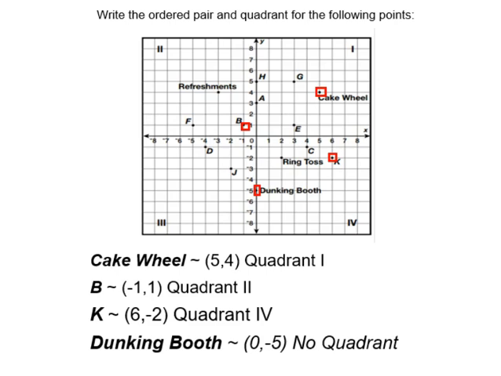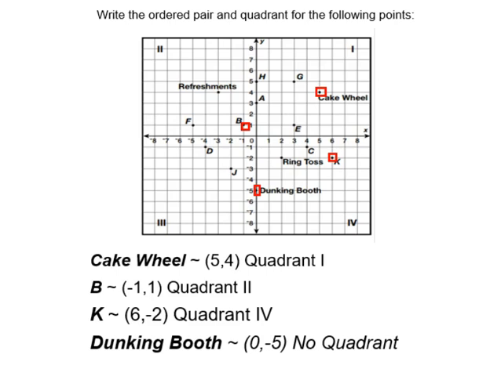Looking at the cake wheel first, we look at our x-axis. Remember, it's x-axis first, then y. So we have 5, 4, and that is in quadrant 1. If you got that one correct, good job.